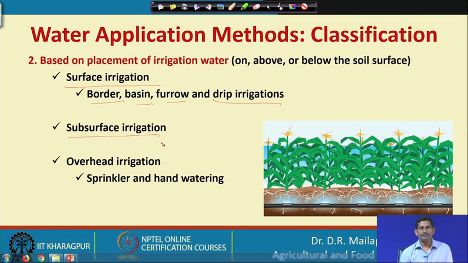And subsurface irrigation: if you are applying water beneath the root zone or within the root zone system, that is subsurface irrigation. And overhead irrigation, for example, sprinkler irrigation, is almost near the crop height. The water is sprayed on top of the canopy, or hand watering for gardening purposes, where water is sprayed on the plant surface. So, this is overhead irrigation. This is the second classification, and then there is a third classification.